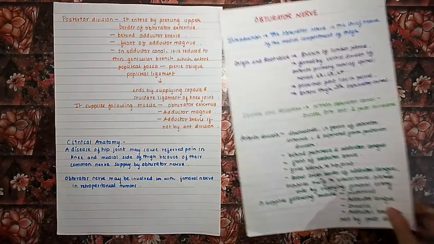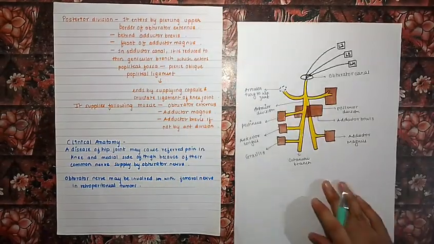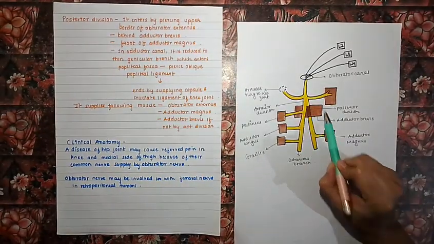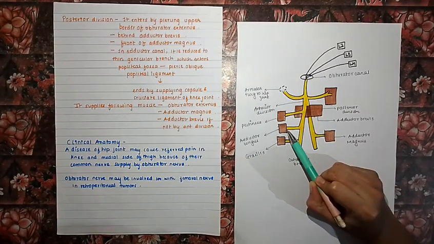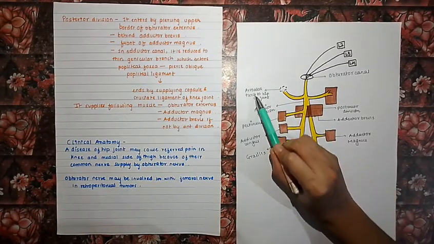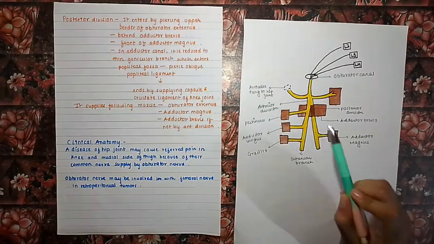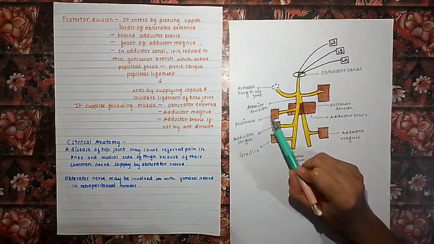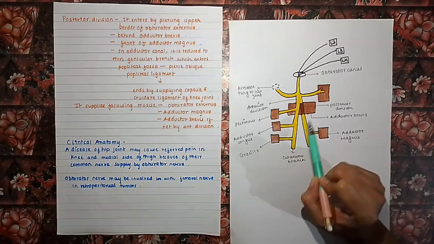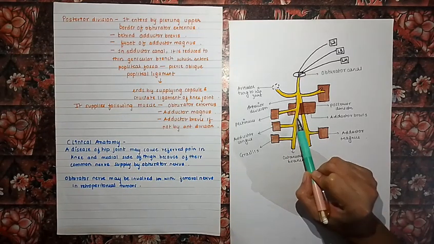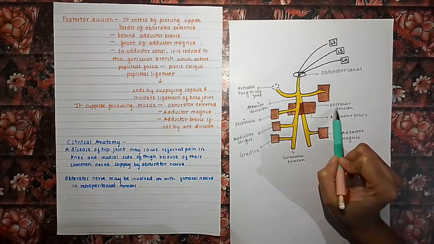So as we can see, it travels in front of the adductor brevis muscle, behind the pectineus and adductor longus. It also gives an articular twig to hip joint. It supplies pectineus muscle, adductor longus muscle, gracilis muscle and the adductor brevis if it is not supplied by the posterior division.